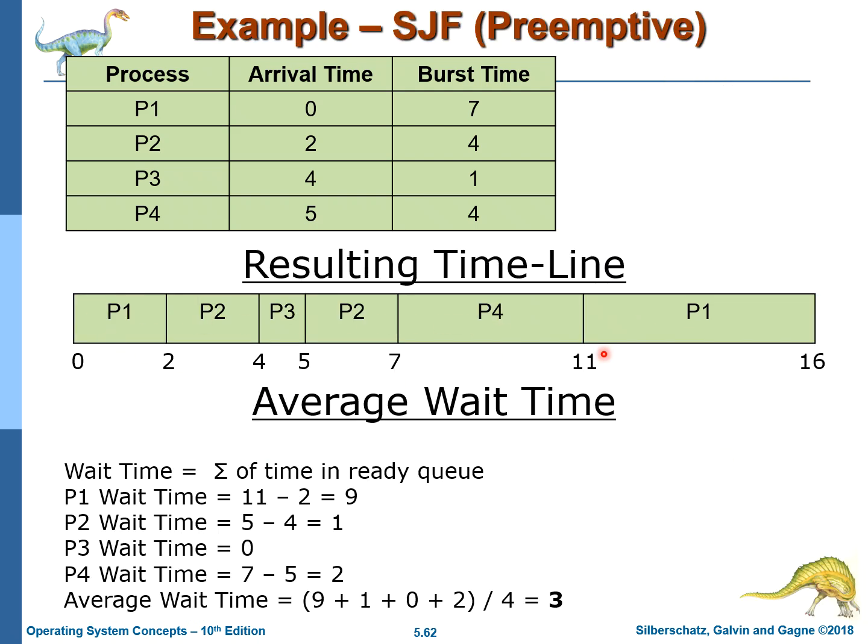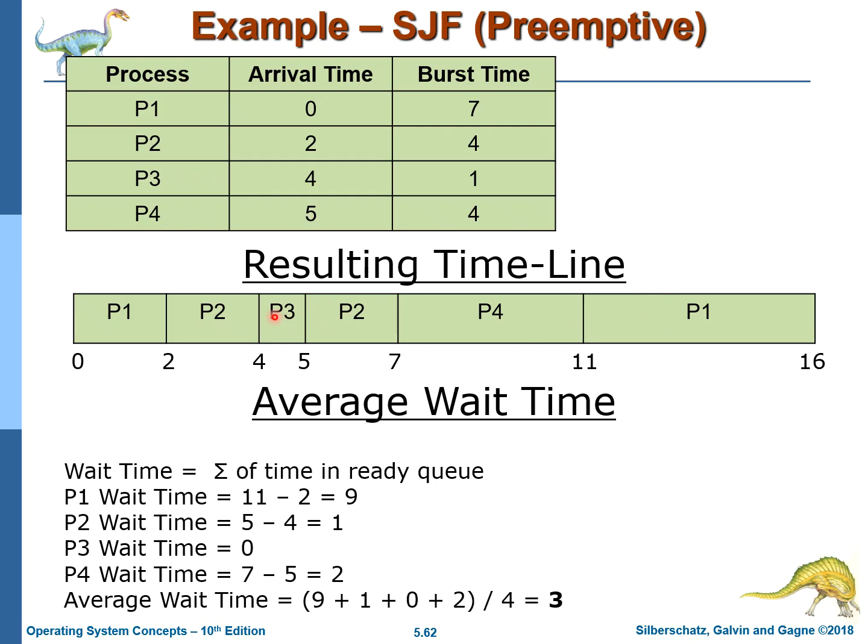And this is our resulting timeline. You'll note that we actually had a much more involved timeline. P1 started and then we interrupted it. We let P2 do some work and then we interrupted P2 in favor of running the short P3. Then we finished P2, ran P4, and then finally got to finish P1. We let P1 back in.